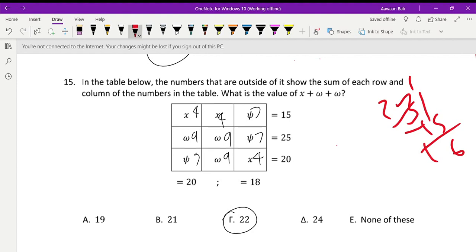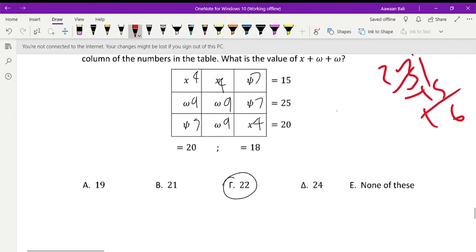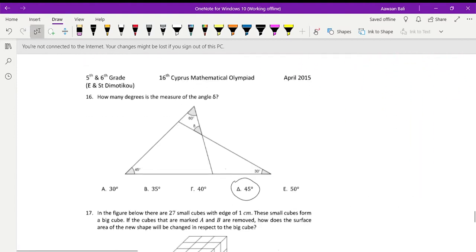Now, once we found the values, which are x is 4, c is 7, and omega is 9, we find the sum here. Now, there are 2 omegas, so 9 times 2 is 18, and x is 4. 18 plus 4 is 22, therefore the answer is gamma 22.